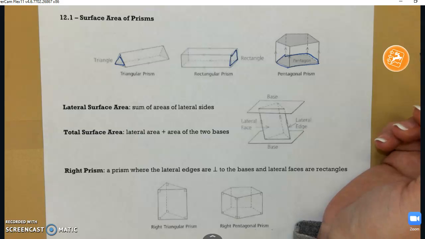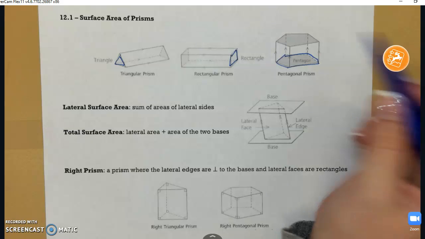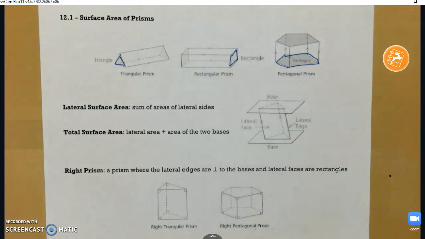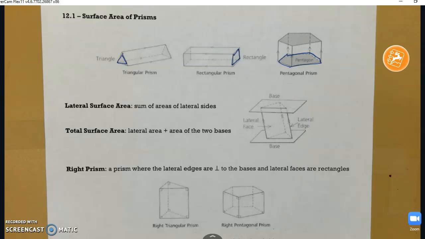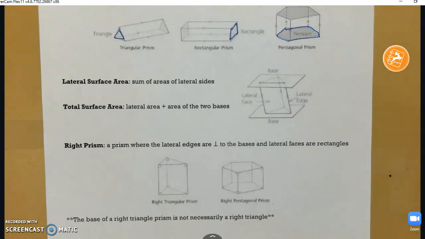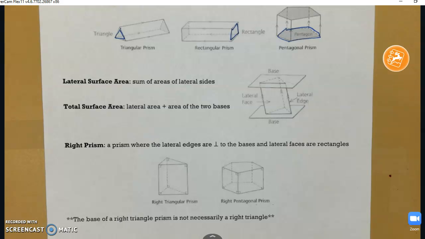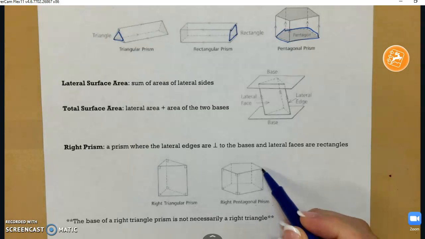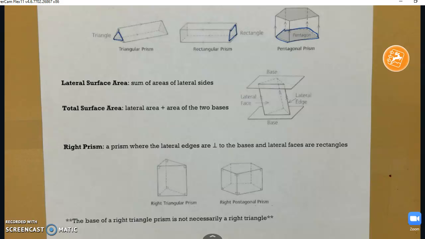So our lateral surface area is just the lateral edges, so the sides that are not the base. And then the total surface area is going to be the lateral area plus the area of the bases. So the entire surface area. Okay, and then just one more definition. A right prism is where all of the lateral edges are perpendicular to the base. So that means that all of our lateral edges are rectangles.